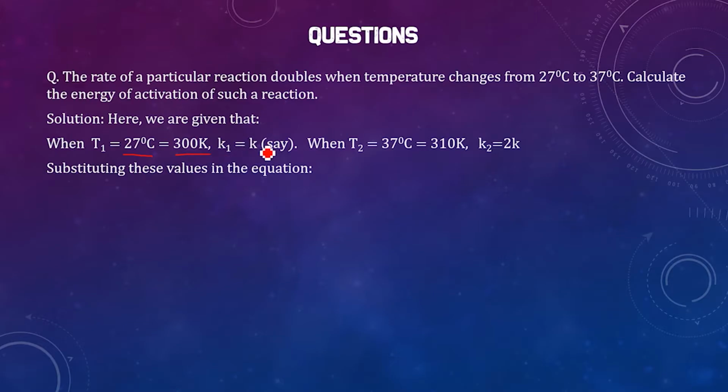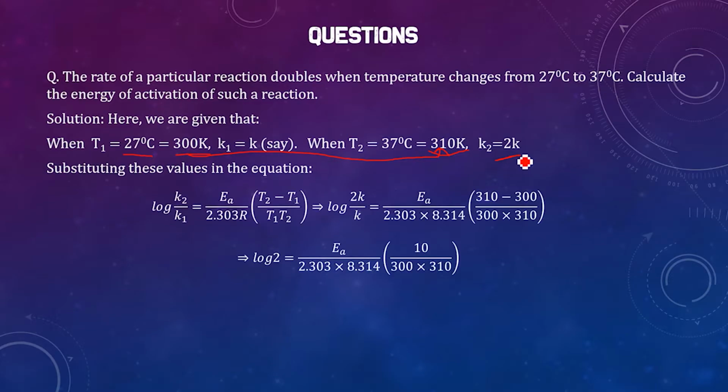K1, suppose that it is K. T2 is equal to 37 degrees, so convert it into Kelvin, 310. And we know that for every increase of 10 degrees, the rate of reaction becomes double. So this K2 is 2K. Let me assume it. So now we have the formula: log K2 upon K1 is equal to Ea upon 2.303 R times (T2 minus T1) upon (T1 into T2), isn't it?